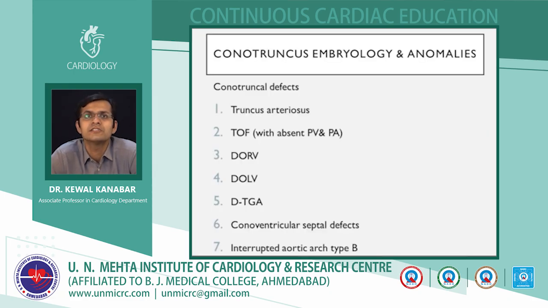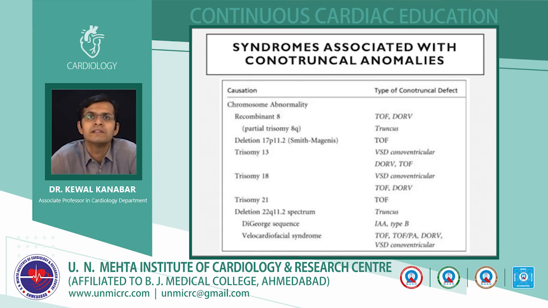Now, the abnormalities of the conotruncal septum are several, and those very important for us are truncus arteriosus, tetralogy of Fallot, DORV and TGA, right? We'll discuss these in detail. There are some syndromes associated with these conotruncal anomalies. The most important of these are trisomy 13 and trisomy 18, which are both associated with TOF, DORV and conoventricular VSDs. Trisomy 21 or Down syndrome is associated with tetralogy.